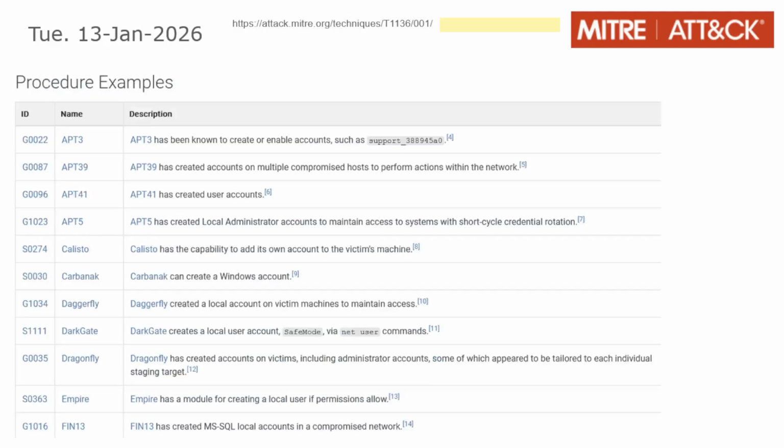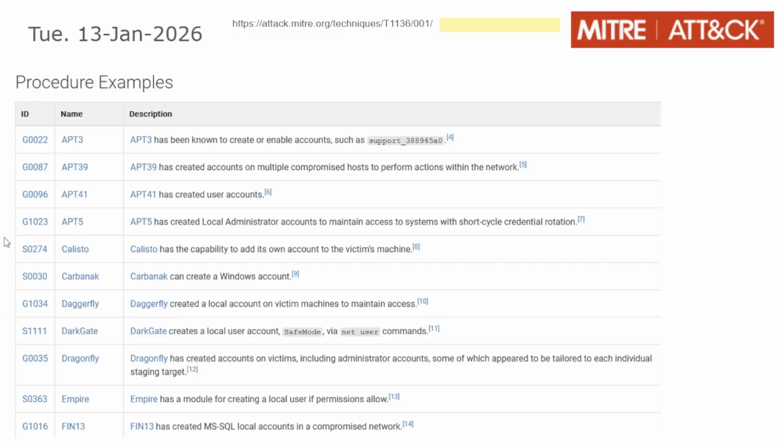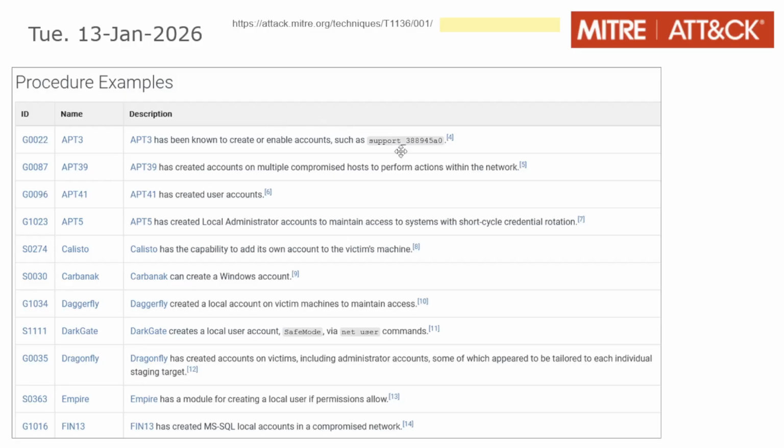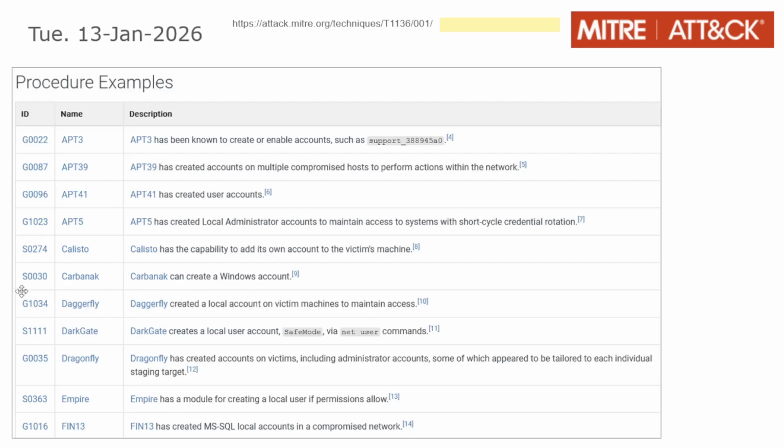Procedure examples. I didn't copy the full list, it's just the first few, but it's still a good idea to see what we have. All of the APTs here usually have a name, I don't remember them, but they are known to create or enable accounts such as support, giving it a support name makes it look legit, but most often it's not. Then these guys have created accounts. Carbanak can create a Windows account, it's a software here. Callisto is a software too, it has the capability to add its own account to the victim's machine. Group Daggerfly creates a local account on victim machines to maintain access.